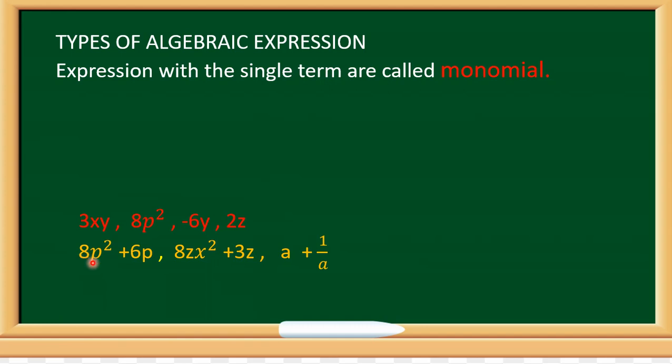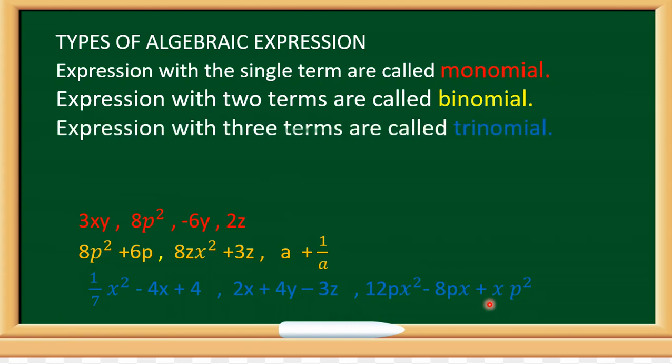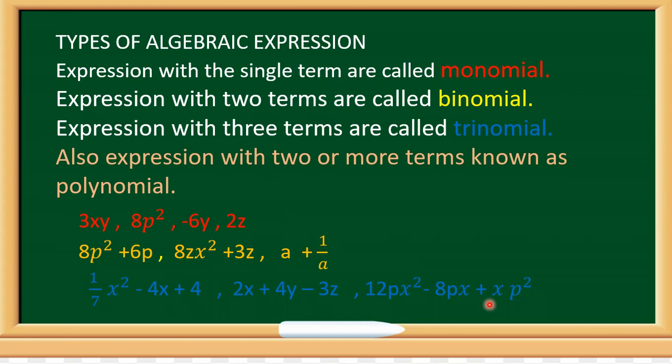Now in the same way, an expression having two terms is known as a binomial, and an expression having three terms is known as a trinomial. Now what about an expression having more terms? So in general form we can say an algebraic expression with two or more terms is known as a polynomial. The name given to an expression having more than two or three terms, in general, we call a polynomial.